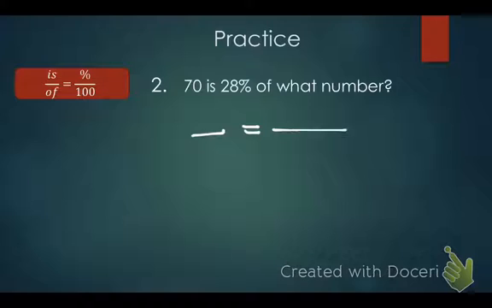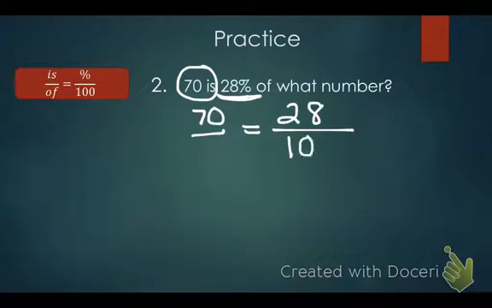70 is 28% of what number? This time, 70 is the is. 28%, this time we're given the percent, so I'm going to put 28 over 100 because that's literally what 28% means. I don't know the of, the whole amount, so I'm going to put my variable in the denominator.